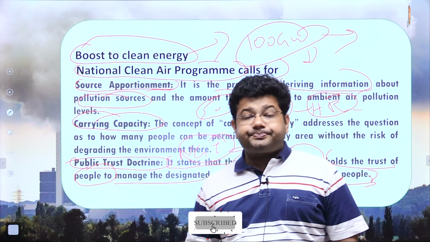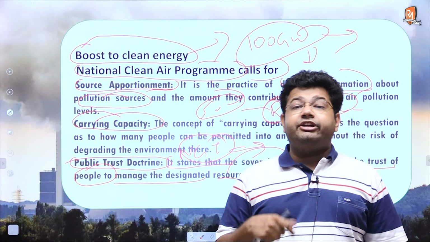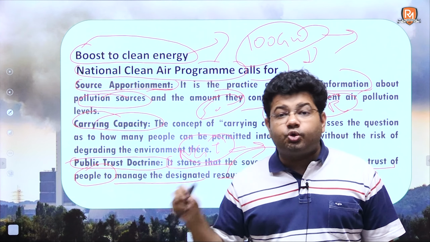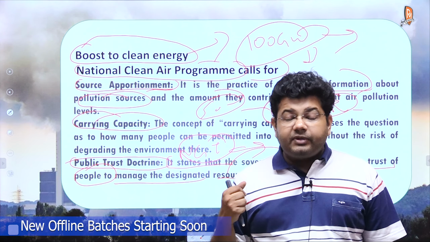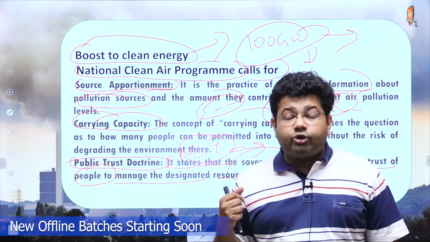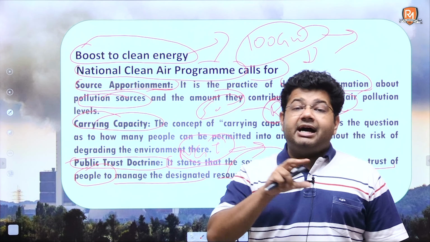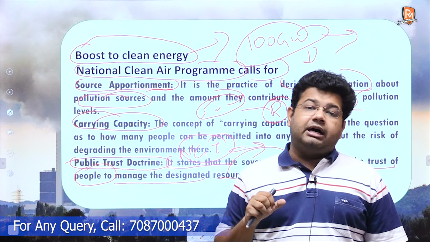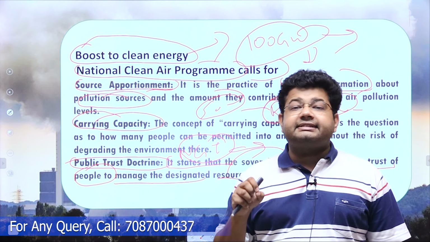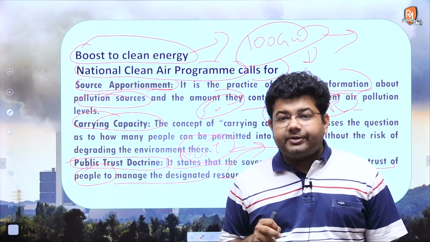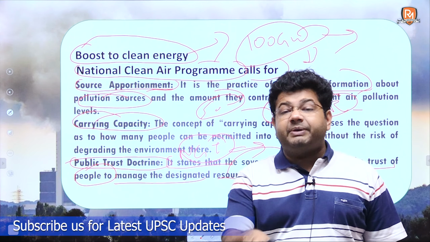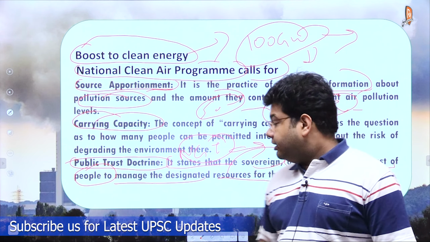So basically, people have entrusted the natural resources with the government, with the state, and therefore the state manages these natural resources as a trustee of the people, and therefore it owes a duty to the people to manage these resources.